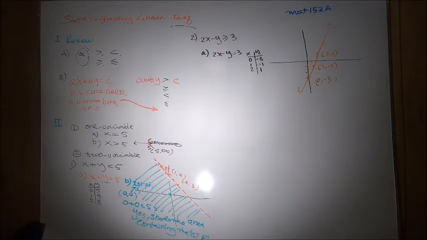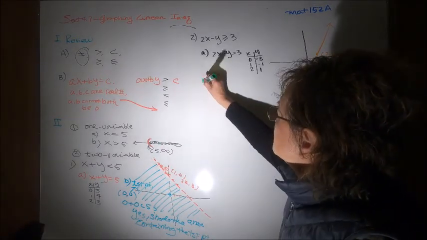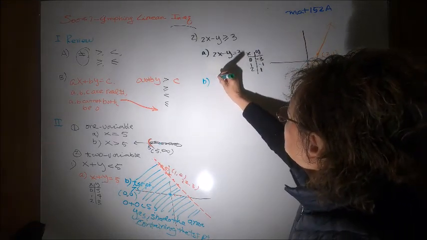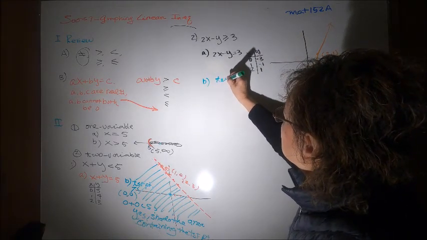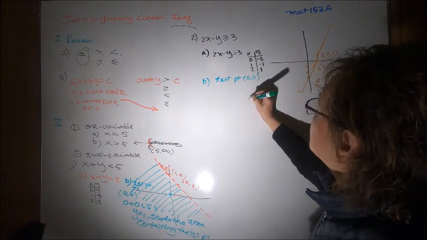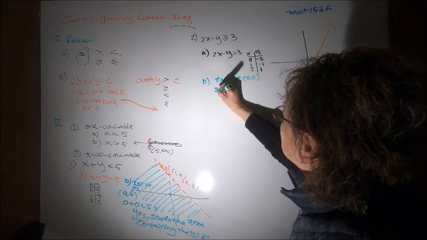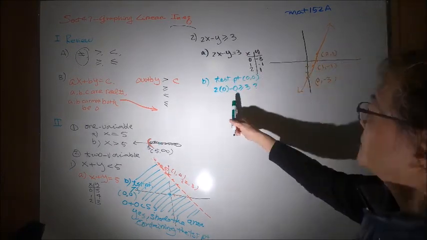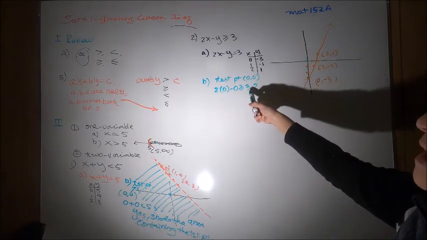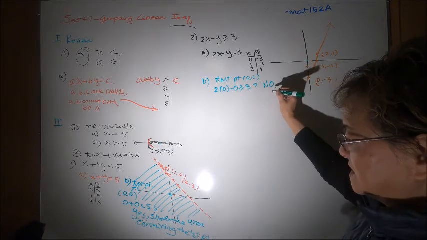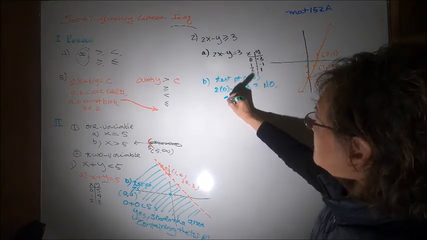So we choose left or right. We have to decide by testing just a simple point. This point looks easy to test. So we use what? Test point 0, 0. Okay, so you plug in the original. 2, 0 minus 0, is that bigger than 3? 0 minus 0? Not really, right? So it's no. So if it's no, we will what?